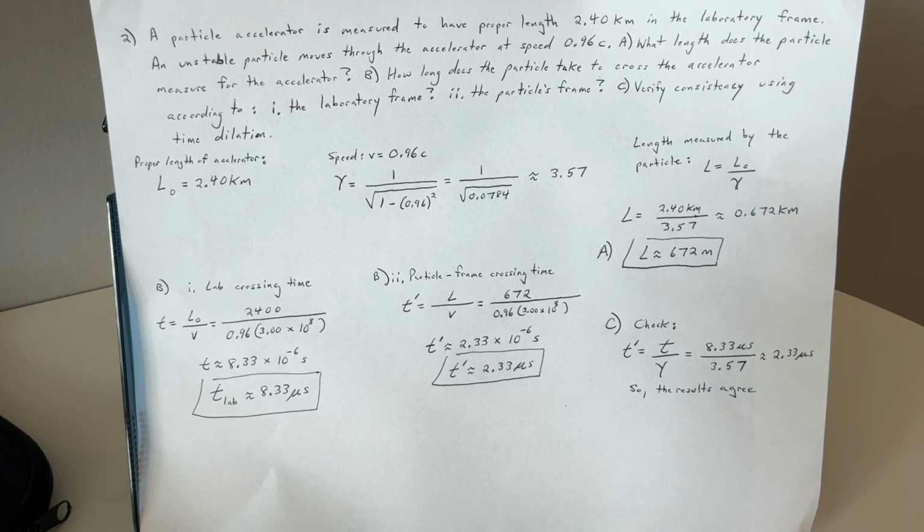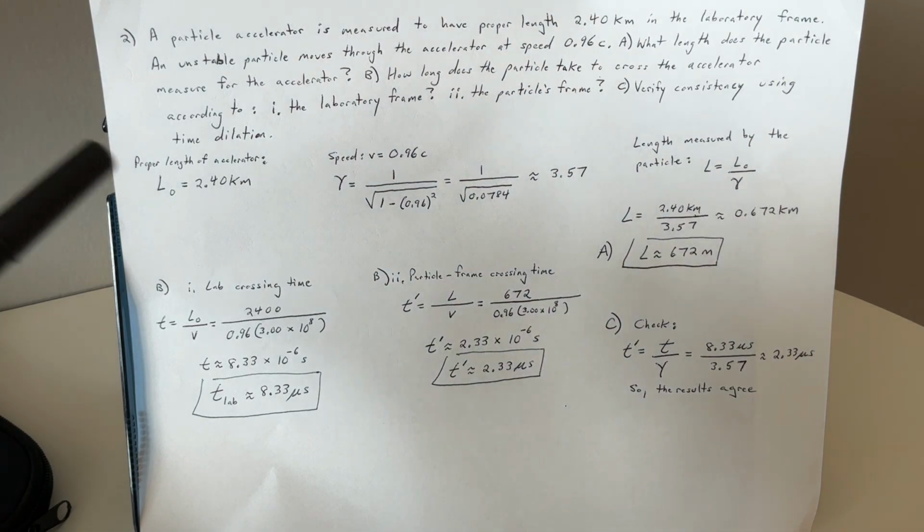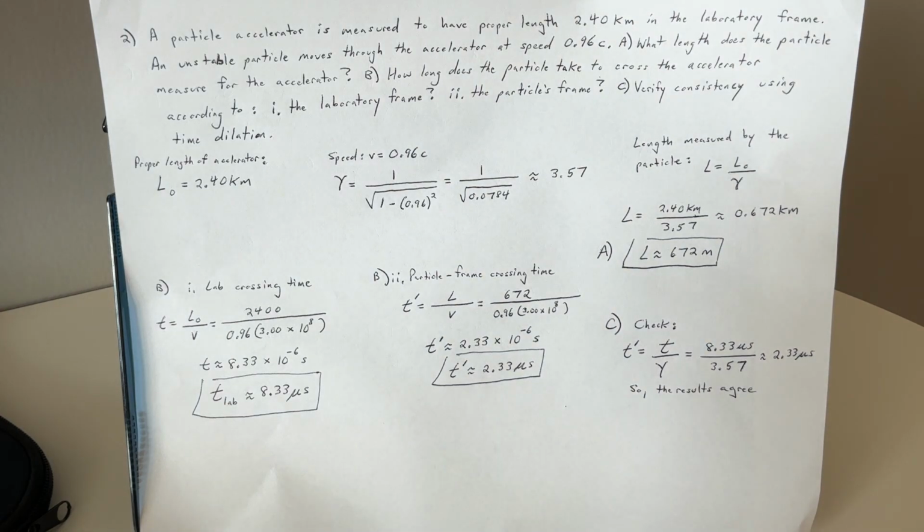A particle accelerator is measured to have proper length 2.4 kilometers in the laboratory frame. An unstable particle moves through the accelerator at speed 0.96 c. Part A, what length does the particle measure for the accelerator? So right here, L naught is 2.4 kilometers.